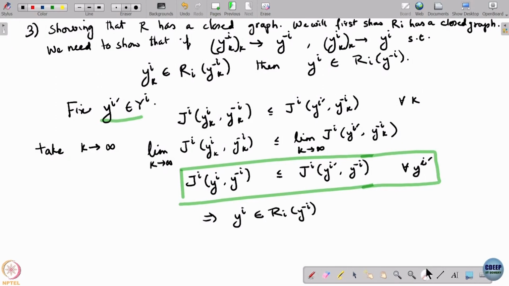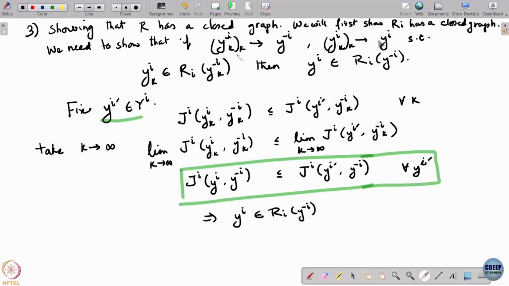Okay. So, once again, let us see what we did. We took a sequence y minus ik comma yik. Yik was a best response to y minus ik for every k. Their limit was y minus I and yi, and what we showed was that in the limit also this best response property holds. So, yi is a best response to y minus I.